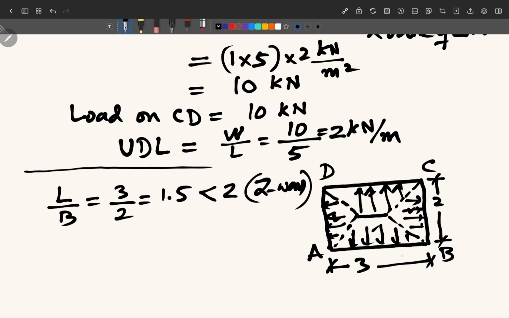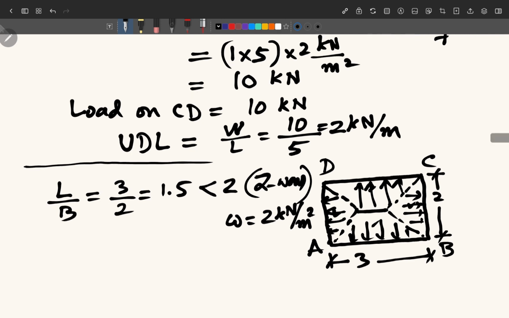We will calculate the area of the trapezium and triangle and then multiply that area with the rate of loading which is given on the slab, and in this case also we have taken that the rate of loading is 2 kilonewton per meter square on the slab.